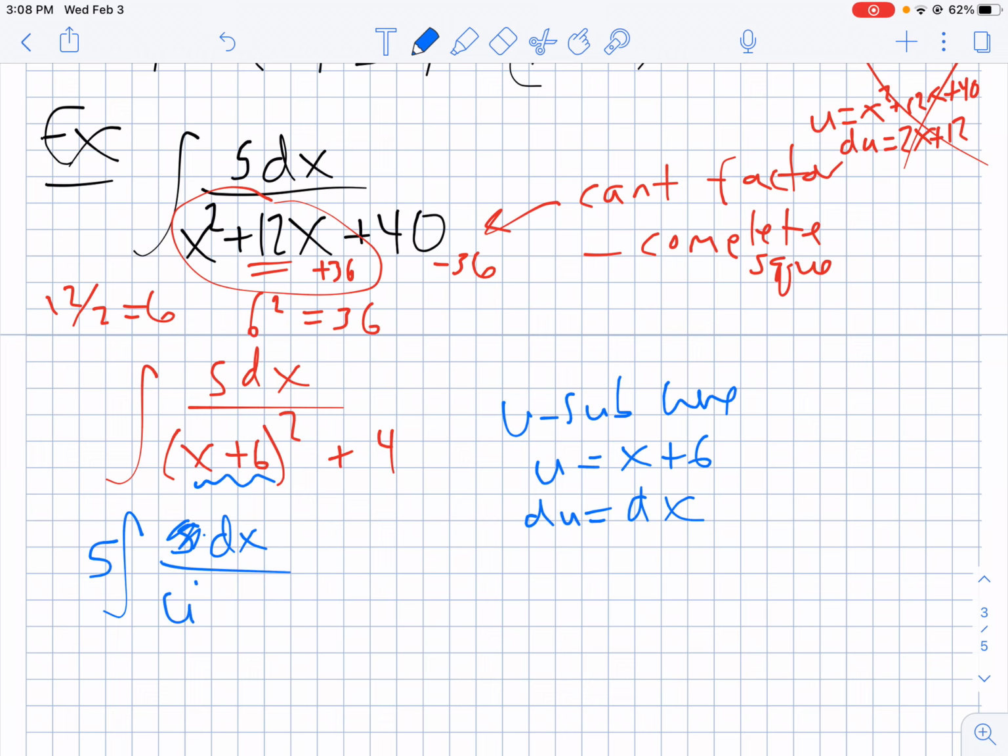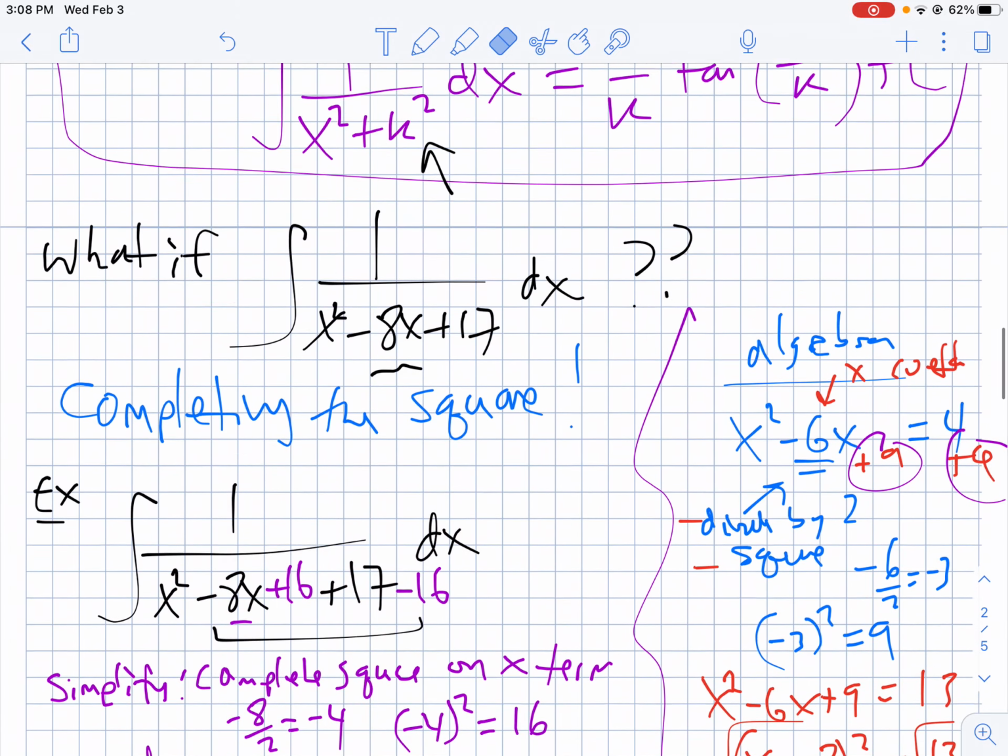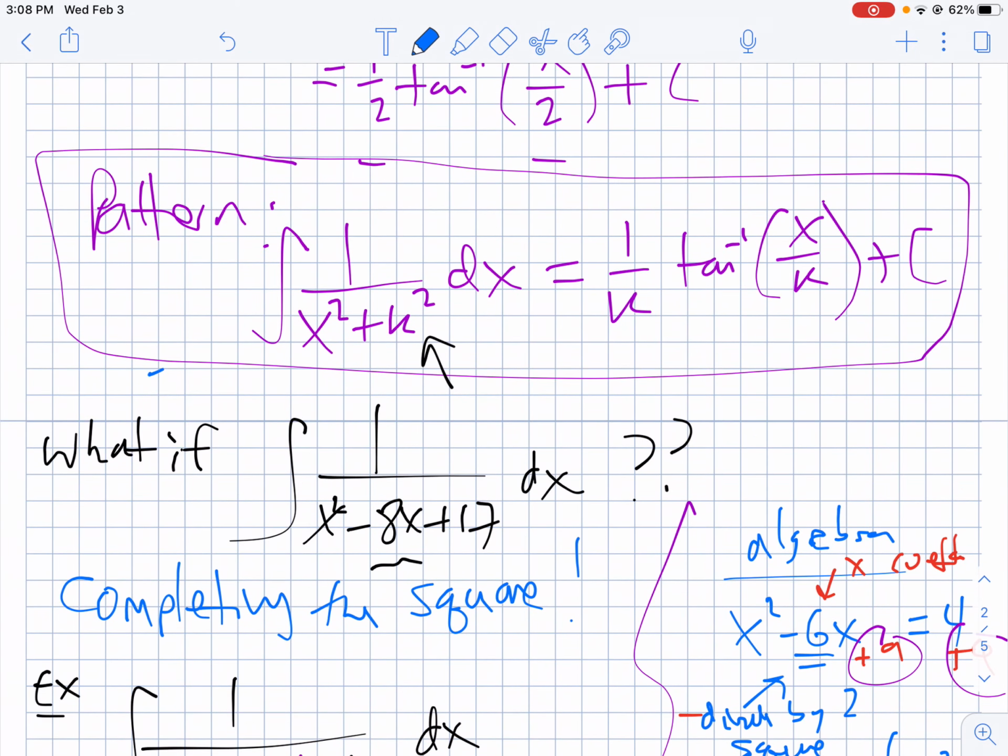But 5 over u squared plus 4, and that's a du. Now, great. So we're integrating 1 over u squared plus 4. Isn't that the pattern we just did earlier in the class? Oh, that's just this right here. Oh man, cool. So you can walk through factoring out the 4 if you want.